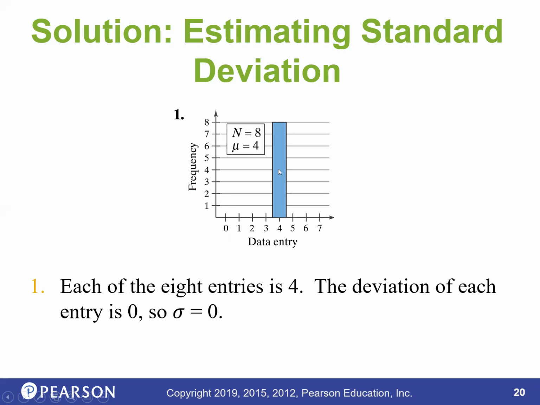Notice that all the numbers are 4. We're good? So we have 8 entries. All of them are 4. The average is 4. So the question is, is there any deviation whatsoever? No. So in this case, sigma is equal to 0. Good, that's what it means. All the numbers were exactly the same. Now, does that happen? Hardly ever. Okay. So now let's move on to another one here.